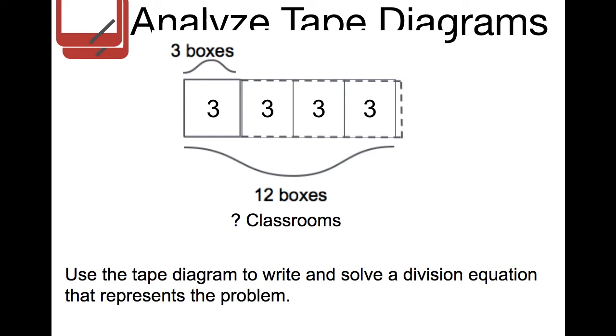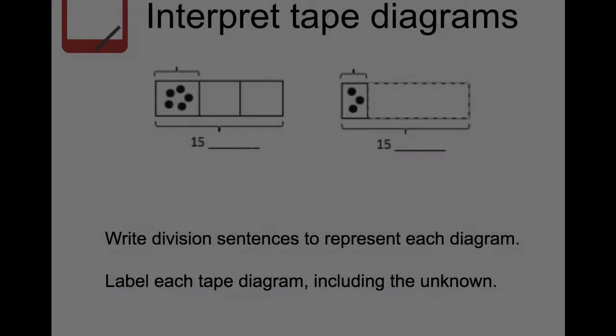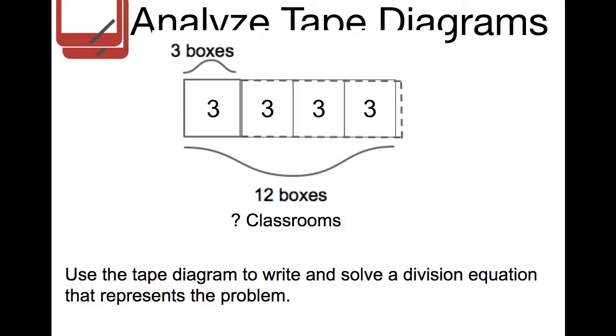So now could you use this tape diagram to write and solve a division equation that represents the problem? All right, so hopefully you started with what we knew. We had 12 boxes divided by 3 boxes for each classroom gave us 4 classrooms. 12 divided by 3 equals 4.